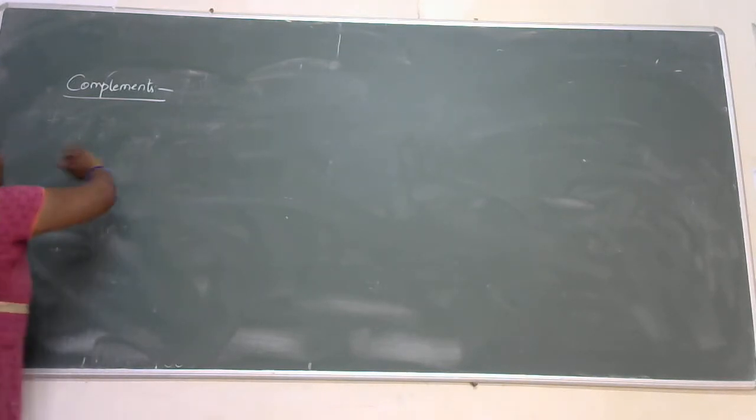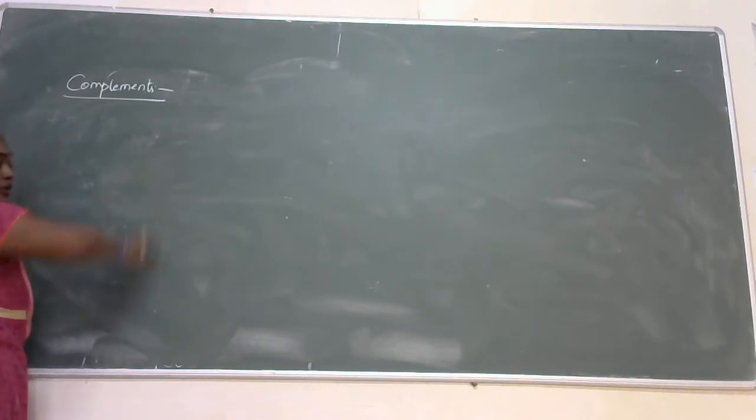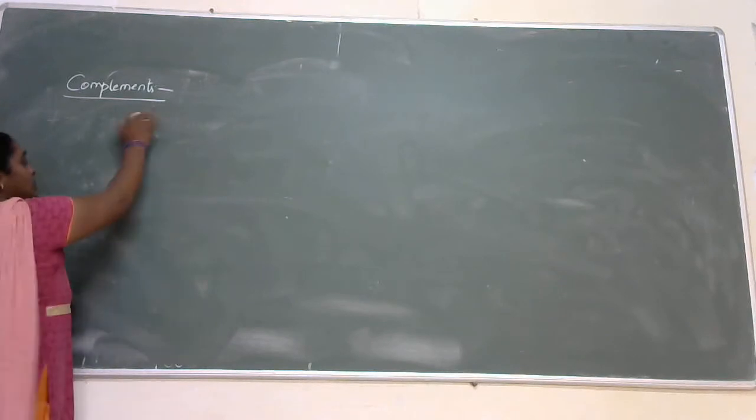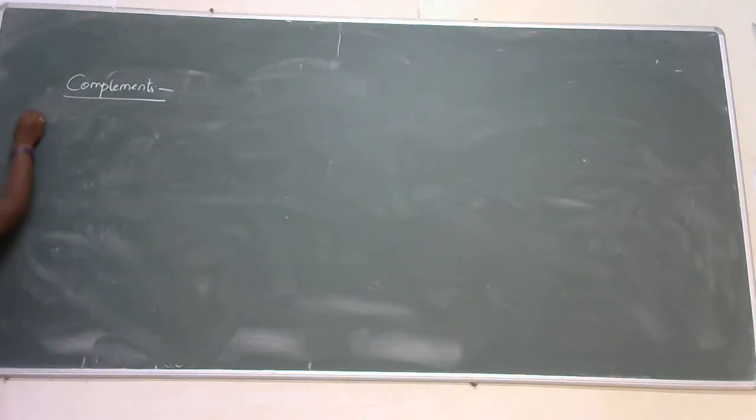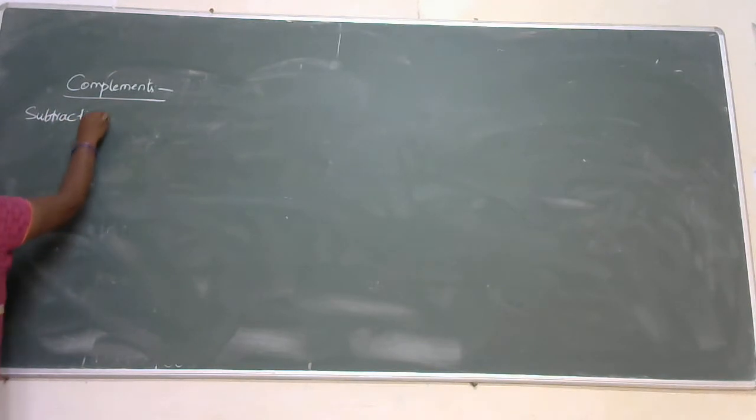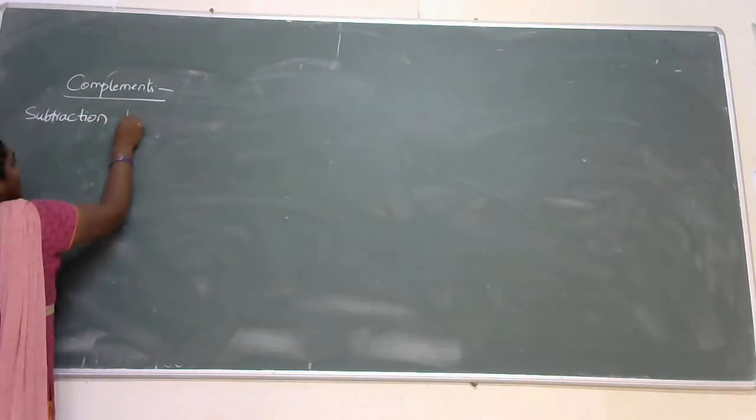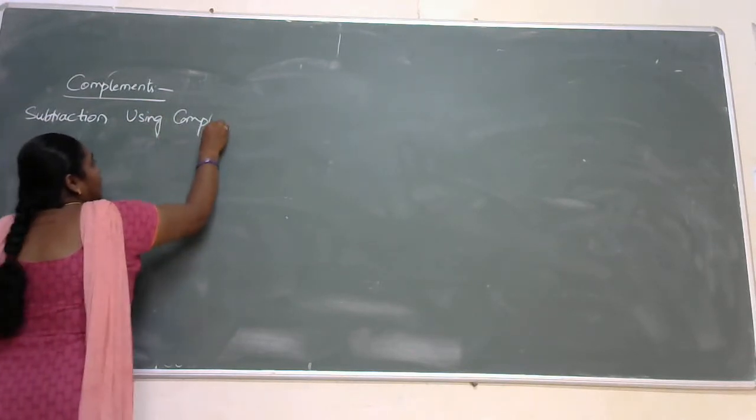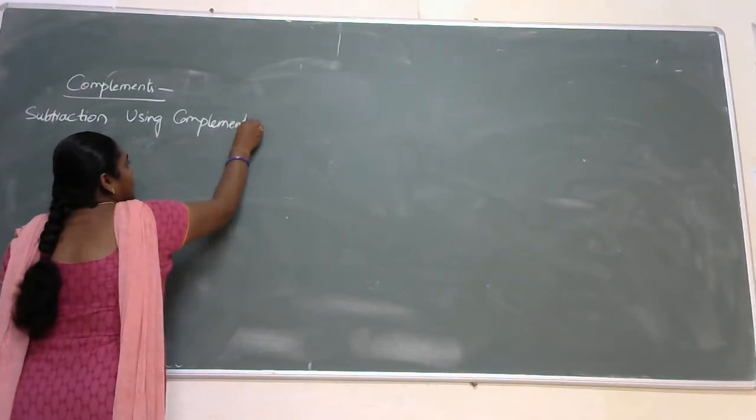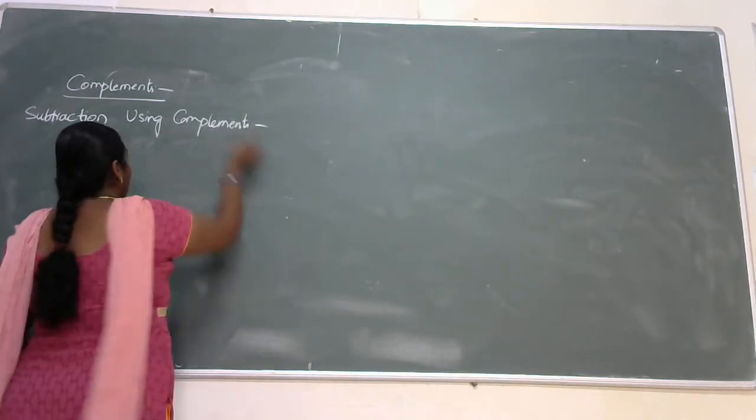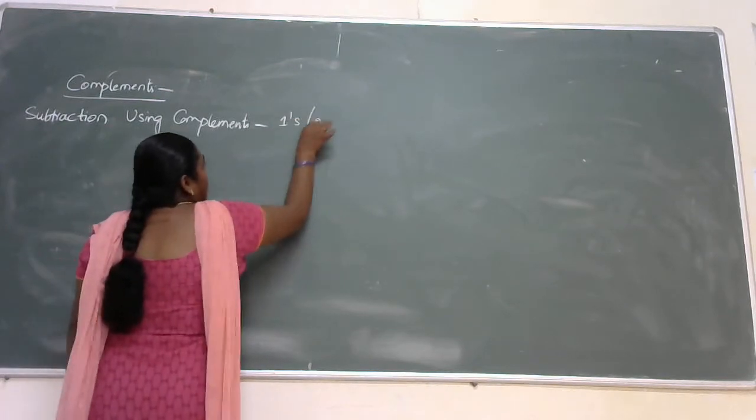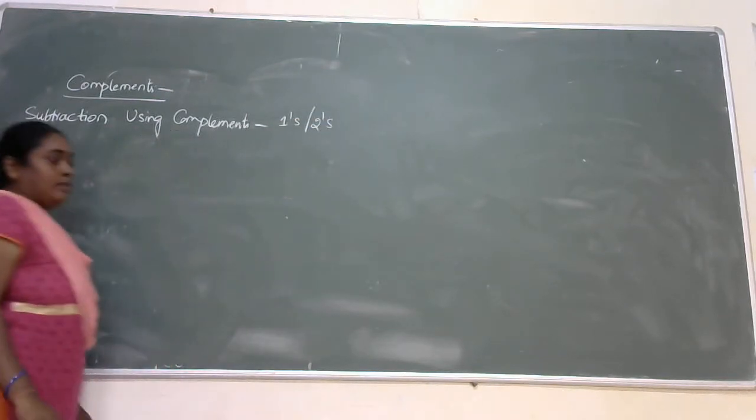So, here now in this session I am going to discuss how to perform subtraction using complements. So here I am doing an arithmetic operation of subtraction using complements. So here I am doing a subtraction operation indirectly as an addition operation by either 1's complement or a 2's complement.